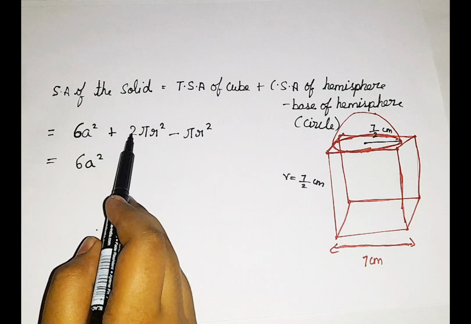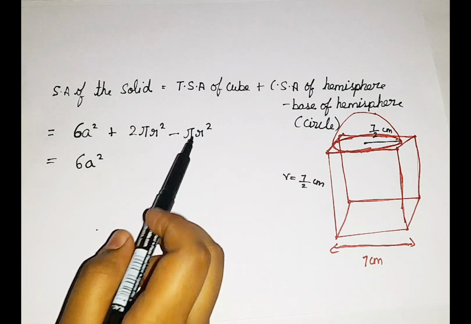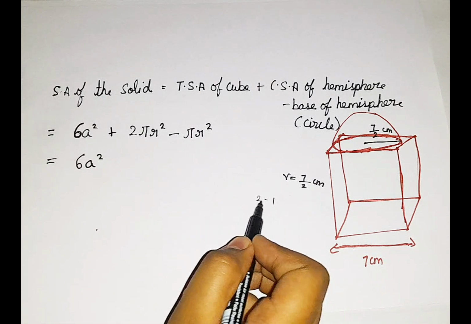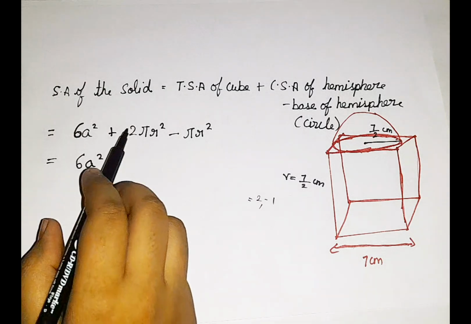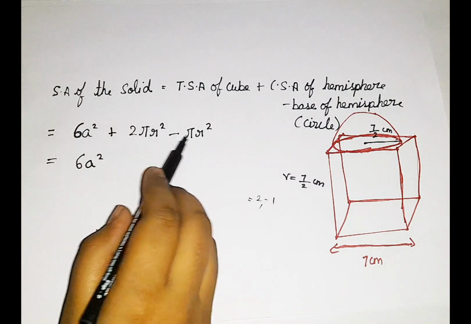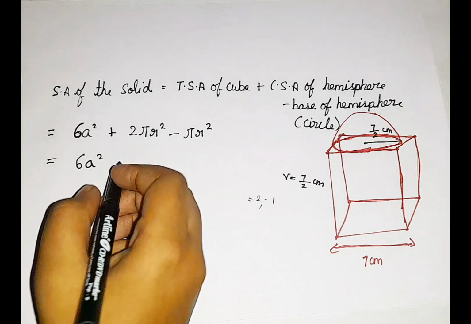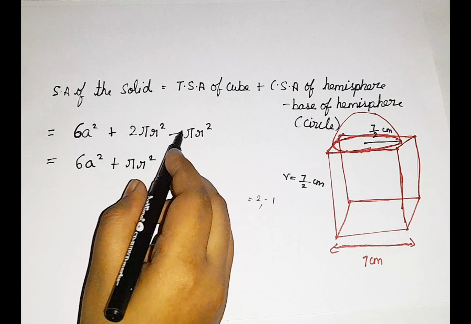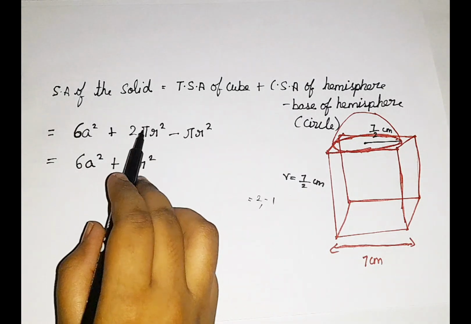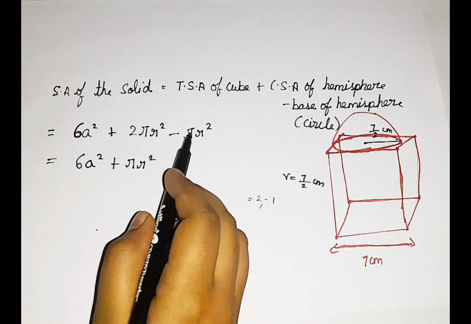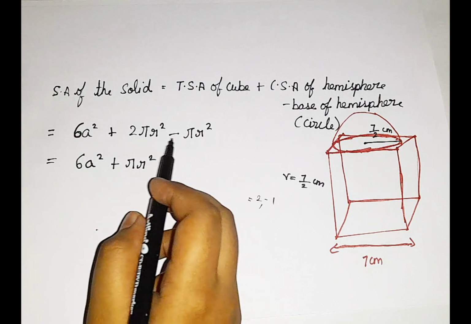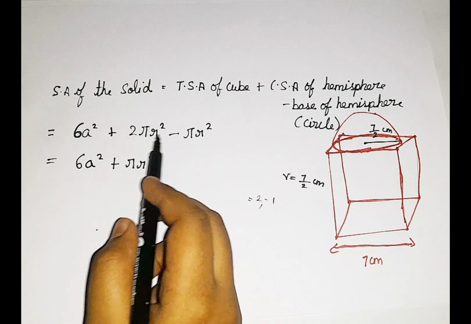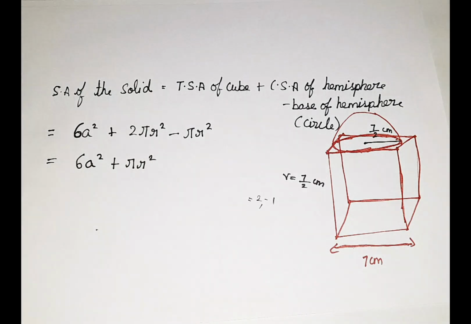If I do 2 minus 1, when we subtract 2 and 1, we get 1, am I right? Since I have pi r square as the same value, if I subtract them, I get pi r square. Here we have 2 pi r square, the coefficient is 2, and here nothing means we can assume it as 1. When I subtract it, I get 1, so we get pi r square.